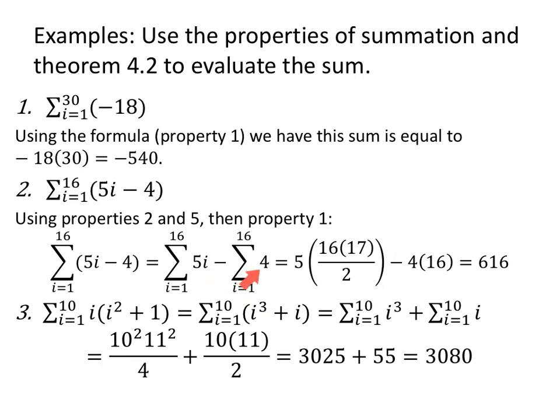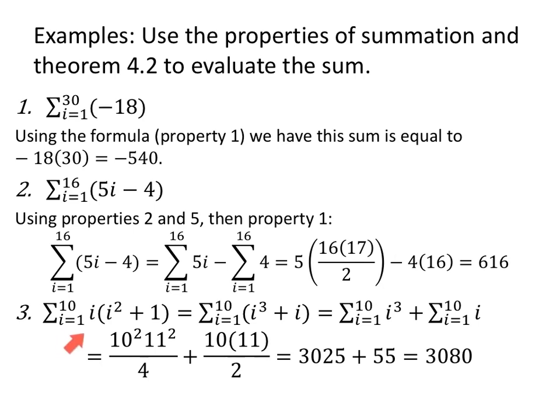This minus the sum of a constant, which is the constant times the number of times we add it to itself. This is 8 times 17, right? If 16 is divided by 2, 8 times 17 times 5 minus 4 times 16 should give us 616 as a sum.